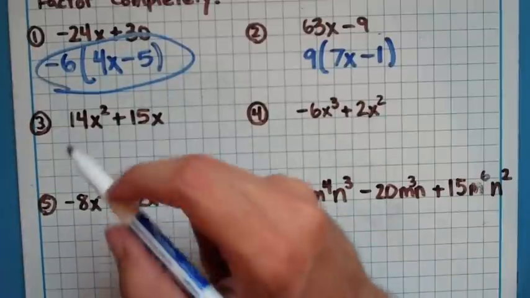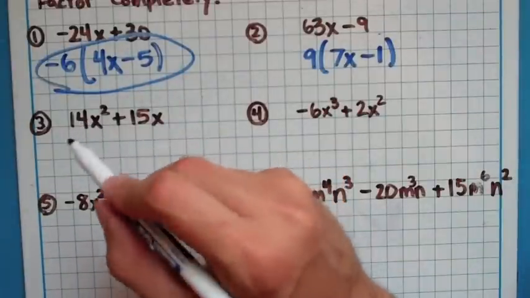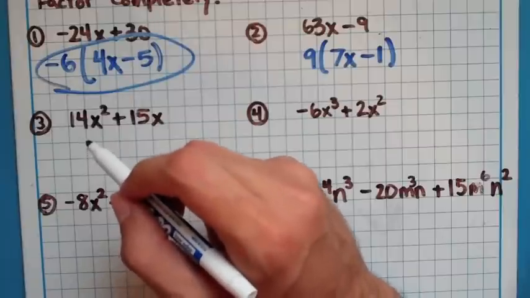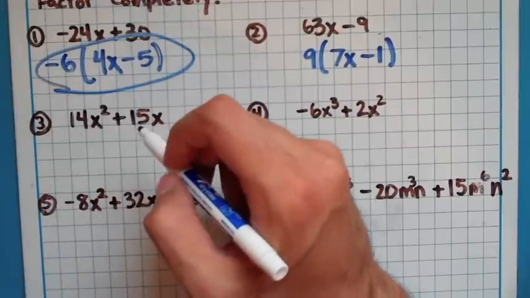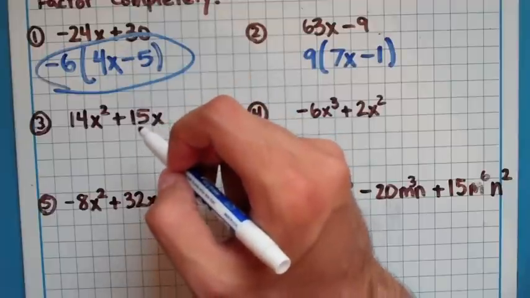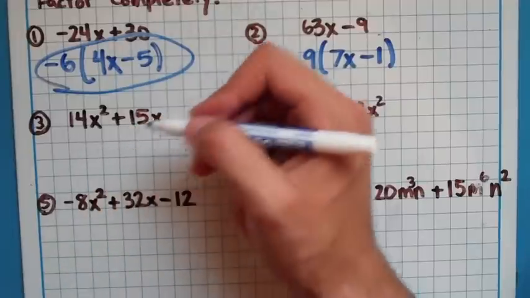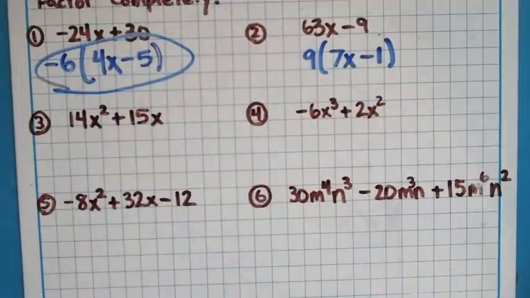On my next one here, I look at my 14 and my 15. If you think about numbers that go into 14, I have 1, 2, 7, and 14. That's really it. None of those numbers, except for 1, goes into 15. So there is no number. Pulling out a 1 does nothing, because when you divide by 1, nothing changes. So that's not really helpful for me.